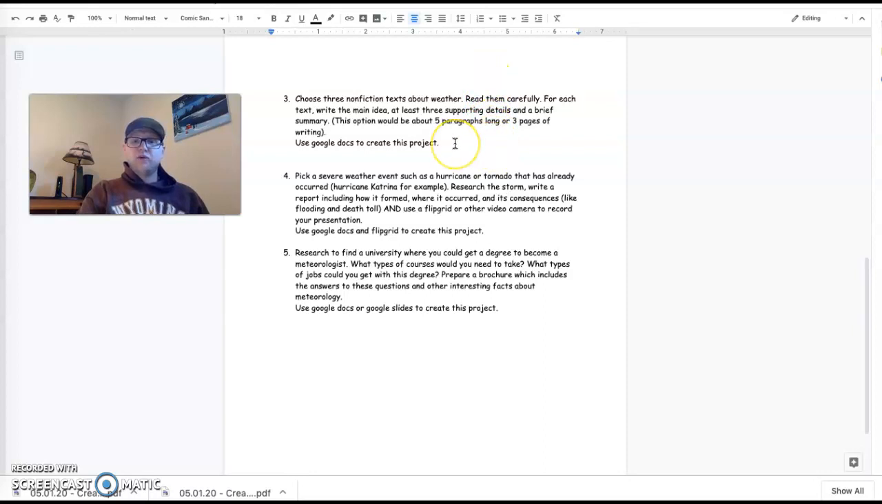If you choose to do the writing one, which is where you don't have to go on video, you don't have to be creative, you have to do the writing. It's 2 to 3 pages, okay?